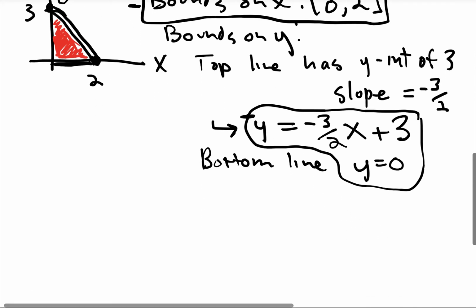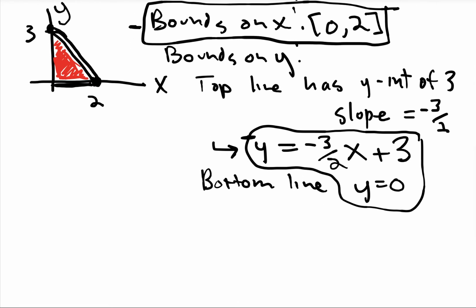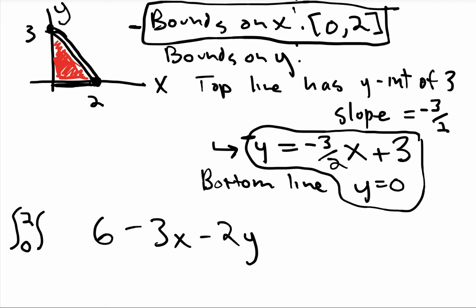I'm going to scroll down and give myself some room to write that. So 6 minus 3x minus 2y. This is something that we had to integrate over our region. My bounds on x went from 0 to 2. My bounds on y go from 0 to minus 3 halves x plus 3. And those inner bounds were on y, and those outer bounds were on x.